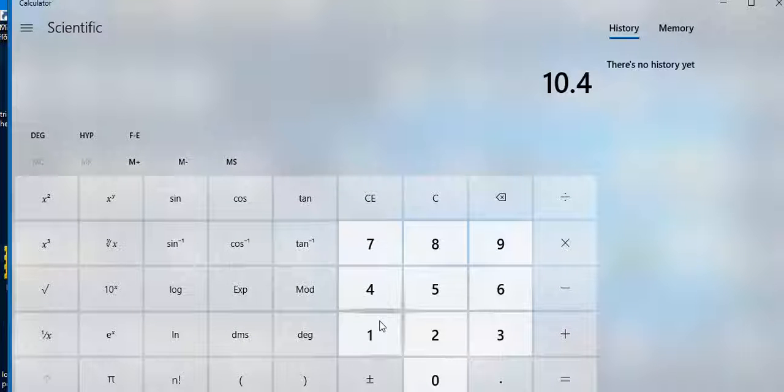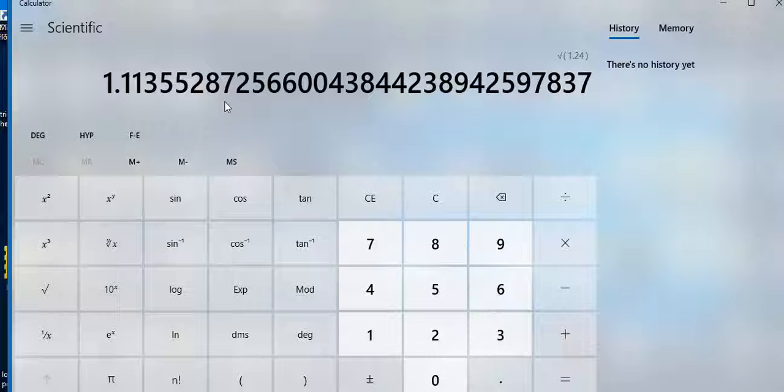10.4 divided by. Okay, I really need a proper calculator for this. Can't find that anywhere. Okay, 10.4 divided by square root. Where's the square root sign? Actually, how does this work? Okay, wait. I really don't know how this calculator works. I should get that worked out sometime soon.